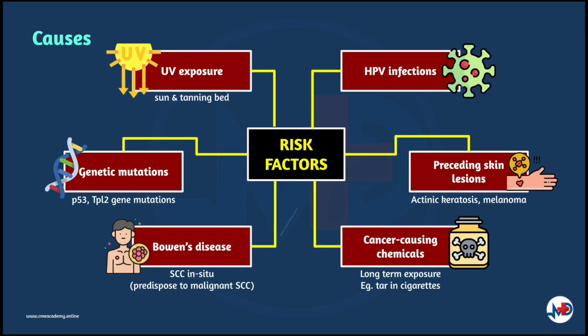Causes of squamous cell carcinoma are UV radiation, including sun and tanning bed. Human papillomavirus infections have been found to be associated with this tumor. Genetic causes include mutation of P53 and TPL2. Actinic keratosis and melanoma are preceding skin lesions that might lead to formation of squamous cell carcinoma. Bowen's disease is squamous cell carcinoma in situ, which predisposes the individual to malignant squamous cell carcinoma. Long-term exposure to cancer-causing chemicals such as tar in cigarettes increases the risk of squamous cell carcinoma.